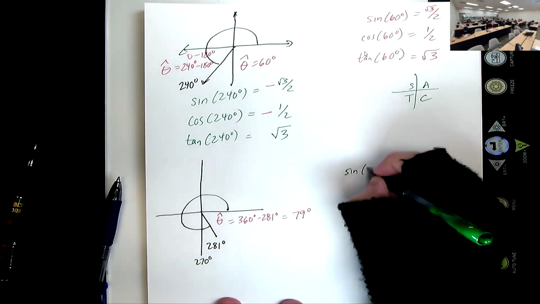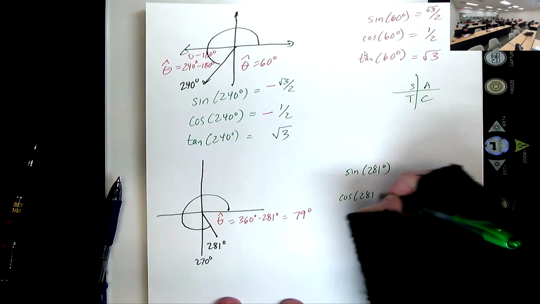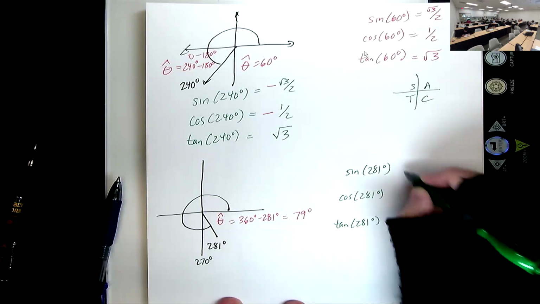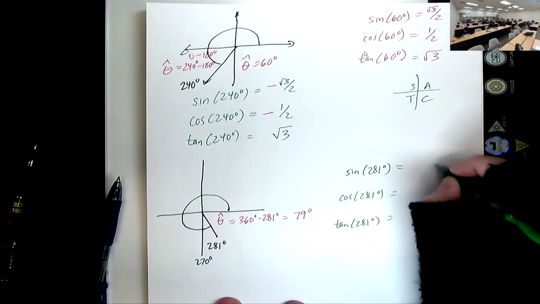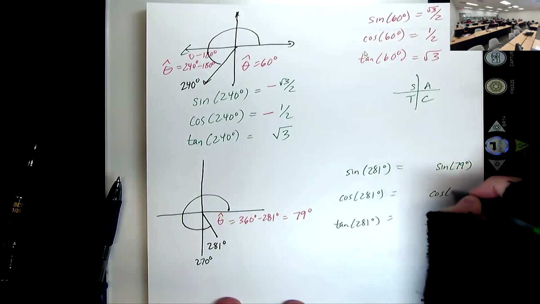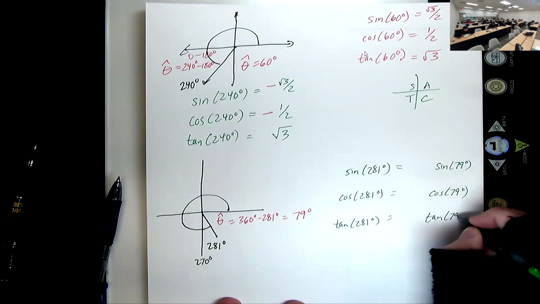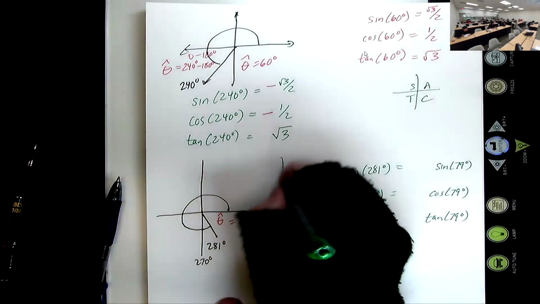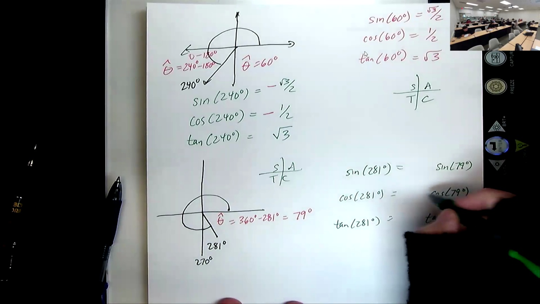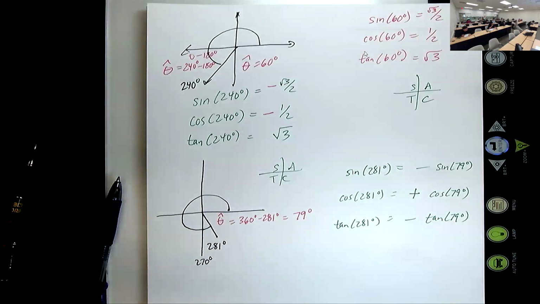So if I want sine of 281, cosine of 281, or tangent of 281, I can just do the sine of the 79 degrees, cosine of 79 degrees, or tangent of 79 degrees, and then pay attention to the sign. All strippers take cash, only cosine is positive here. Oop. So sine and tangent are negative.